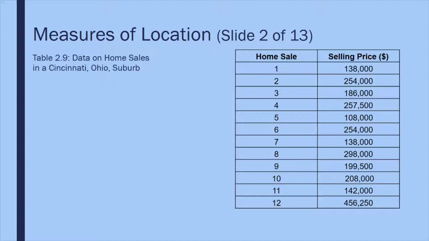This figure shows the home sales data in an Excel spreadsheet, and the value for the mean in the cell is calculated by the average formula from the first home sale up to the last home sale.